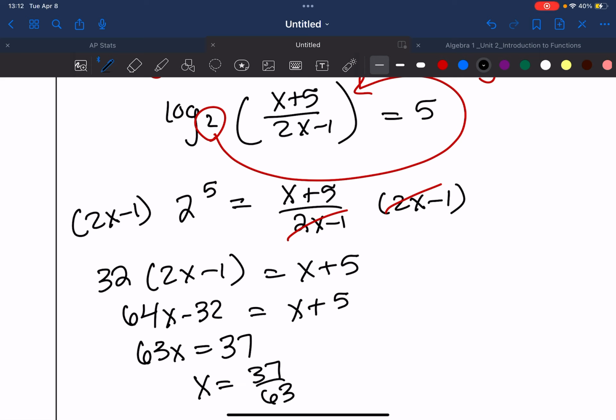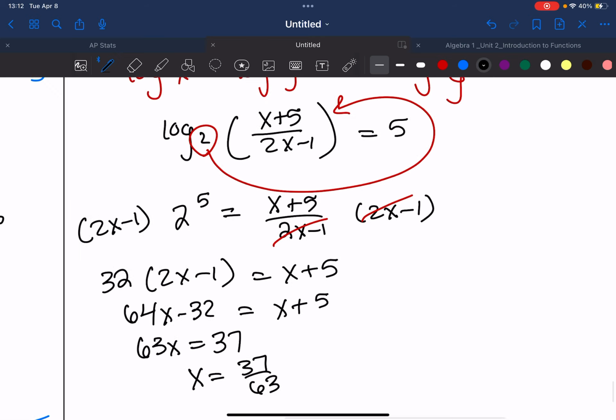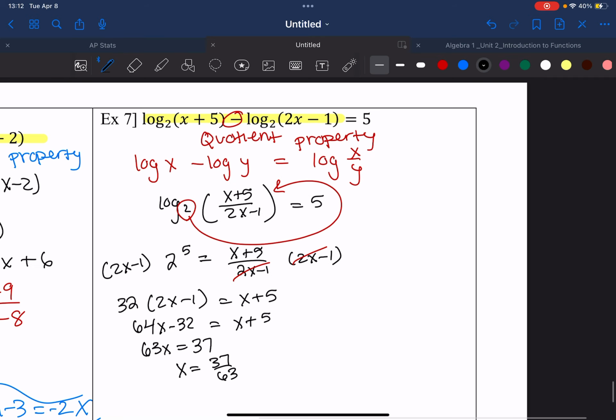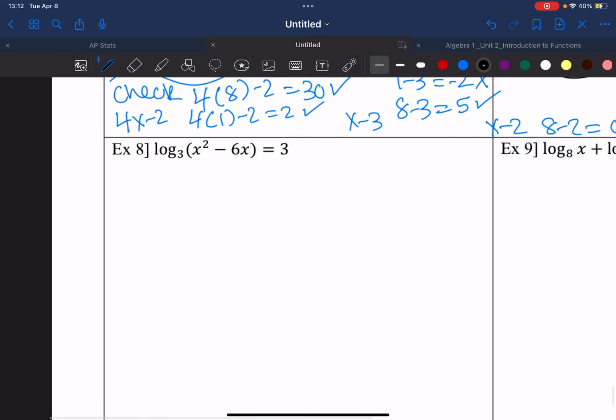Okay. You would then check that by plugging it into x plus 5 and 2x minus 1. And you would notice that you would not get a 0 and you would not get a negative number, so this is our answer.